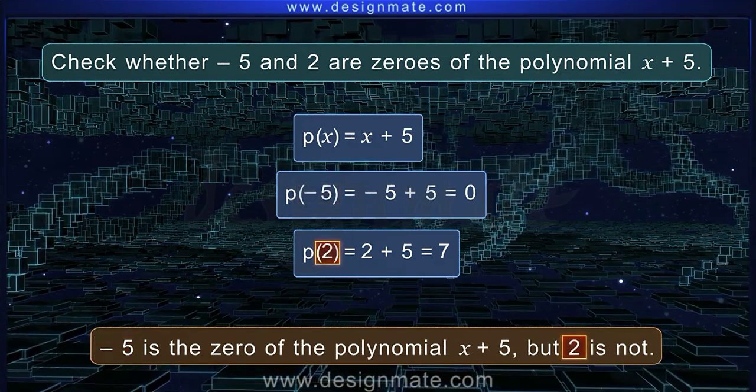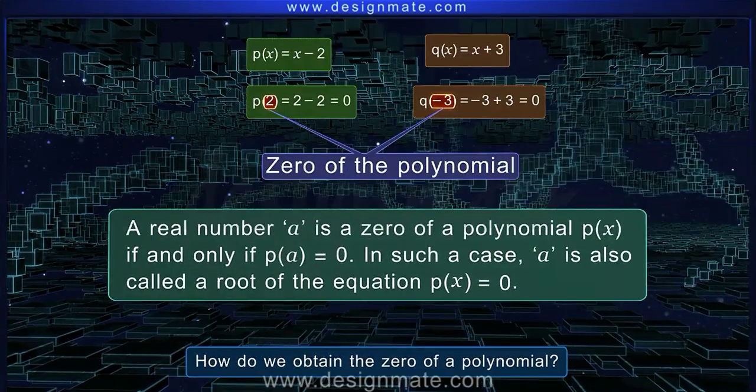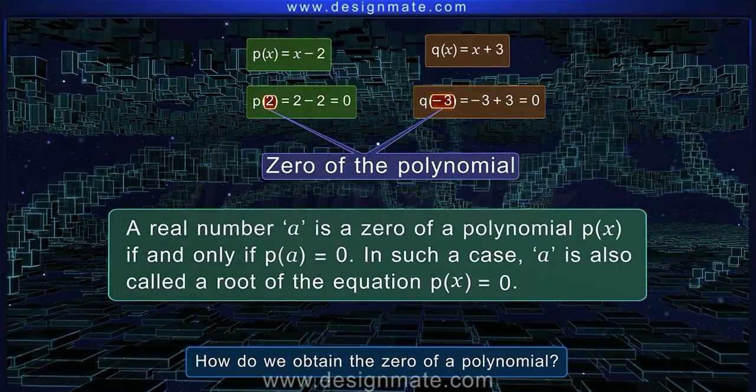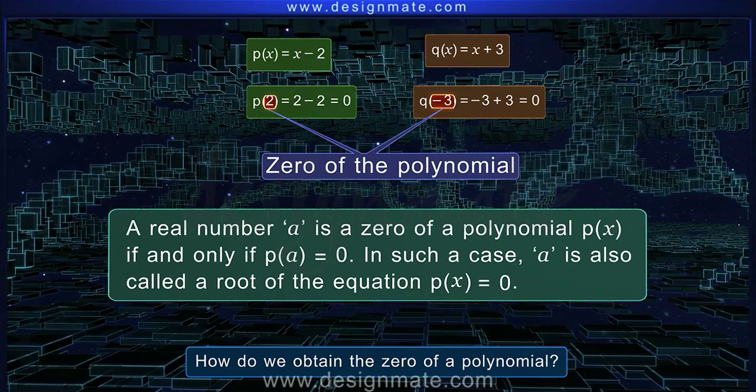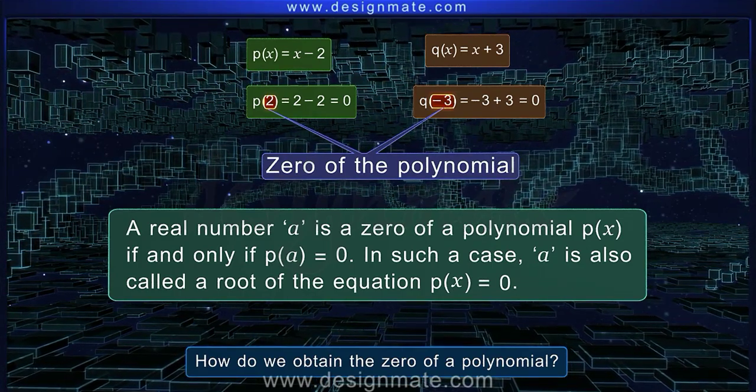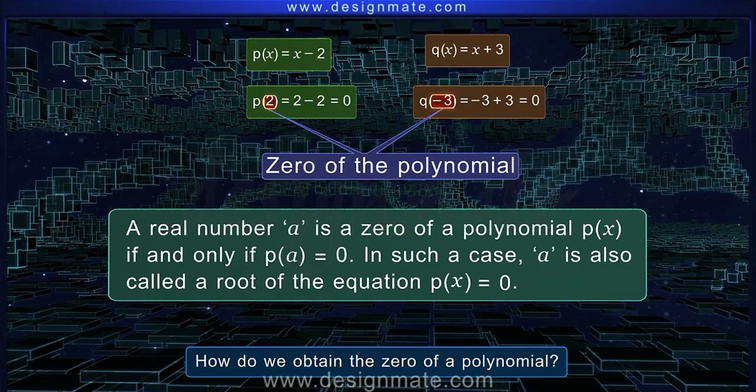But 2 is not. A natural question now arises as to how do we obtain the 0 of a polynomial. We need to find the values of x that make p of x equal to 0.